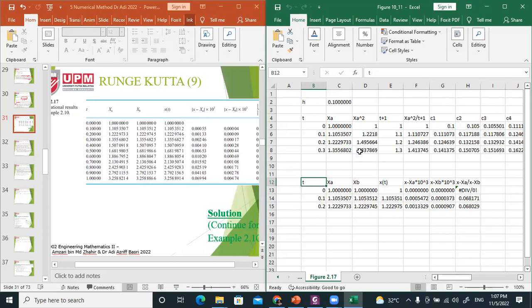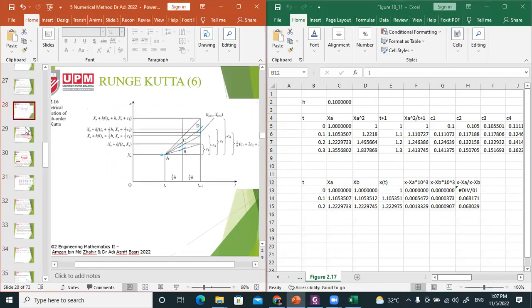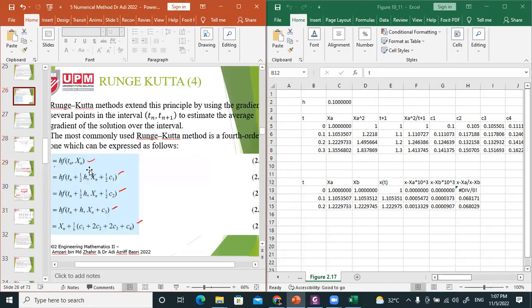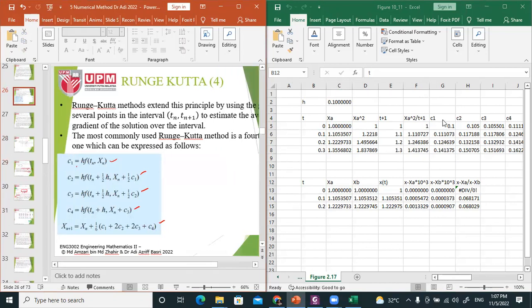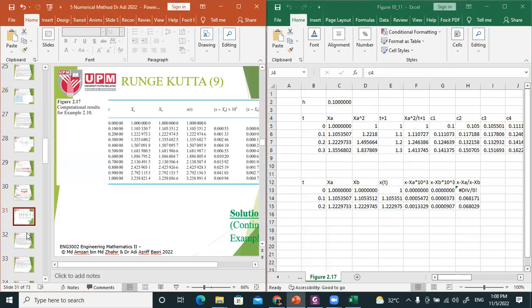But you need to calculate first because you need to use the Runge Kutta. If you remember from just now, for the Runge Kutta you need to use this formula. So you need to calculate C1, C2, C3, and C4, and also the xn plus 1, the next x. So you need to find C1, C2, C3, C4 in order to calculate the answer of XA first. Okay, we go one by one.